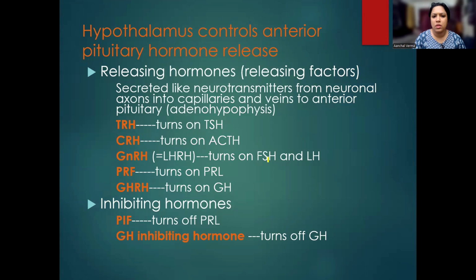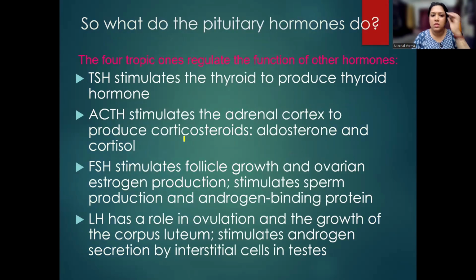Let us talk about the hypothalamus. Hypothalamus releases certain factors which stimulates these tropic hormones, like thyroid releasing hormone or factor, then corticotropic hormone releasing factor, gonadotropic hormone releasing factor. So all these factors are released by hypothalamus. The hypothalamus is basically a boss to pituitary, and pituitary is the overall boss of the endocrine gland. Now, what is the role of pituitary? The four tropic hormones regulate the function of other hormones.